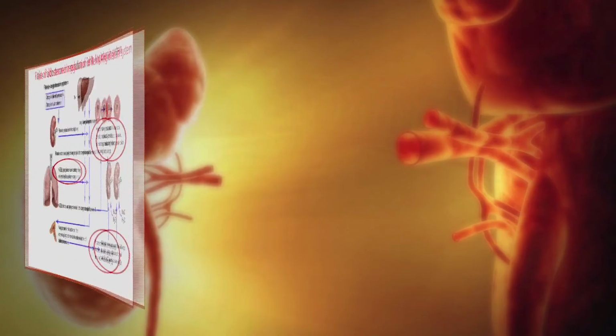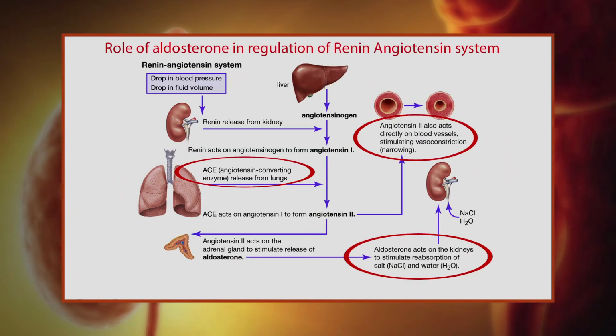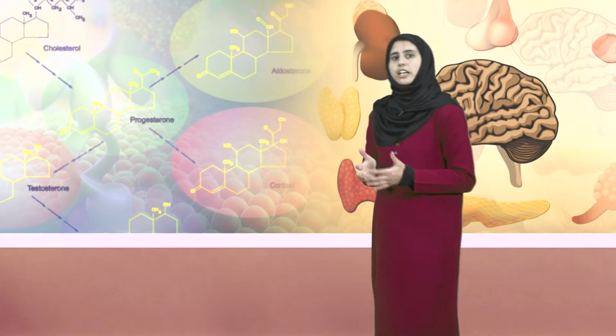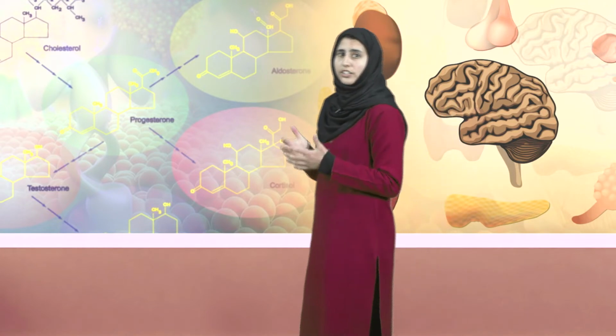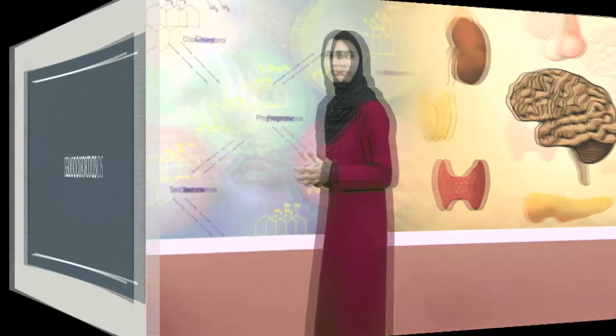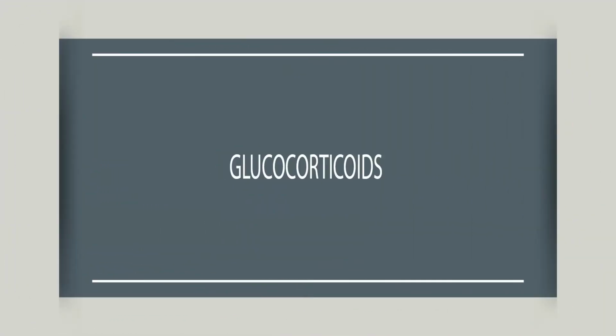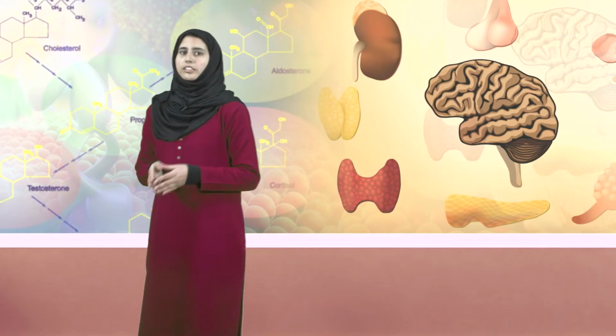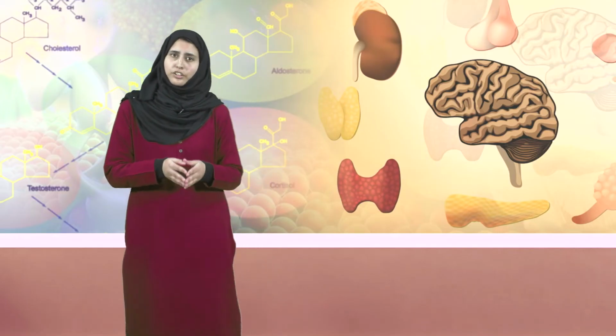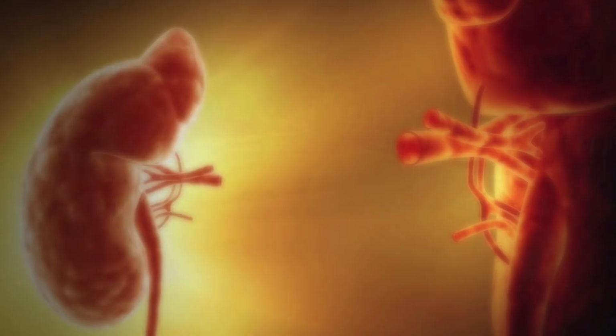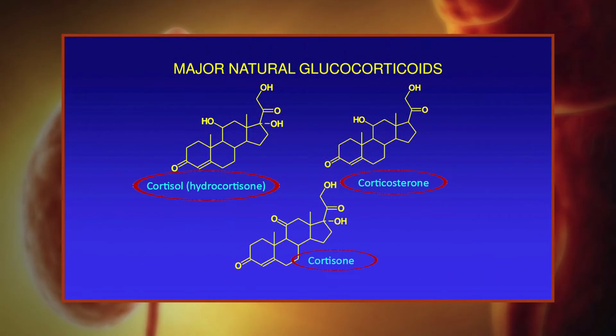Besides angiotensin 2, a second stimulator of aldosterone secretion is an increase in the potassium ion concentration of blood or intestinal fluid. It should be noted here that a decrease in the blood calcium level has the opposite effect. Now, coming to the other hormones of the adrenal cortex, that is glucocorticoids. The glucocorticoids include cortisol, also called hydrocortisone, corticosterone and cortisone.